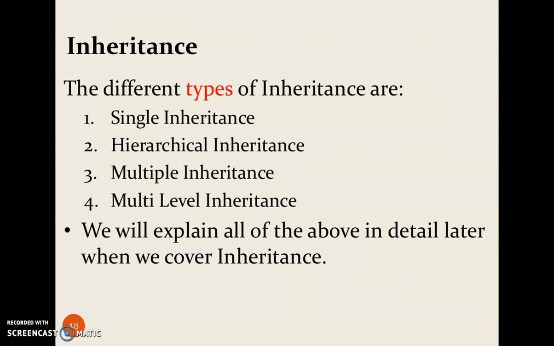So there are 4 different types of inheritance. The first type is single inheritance, the second type is hierarchical inheritance, the third one is multiple inheritance, and the fourth one is multi-level inheritance. We'll see the different types in the later classes.